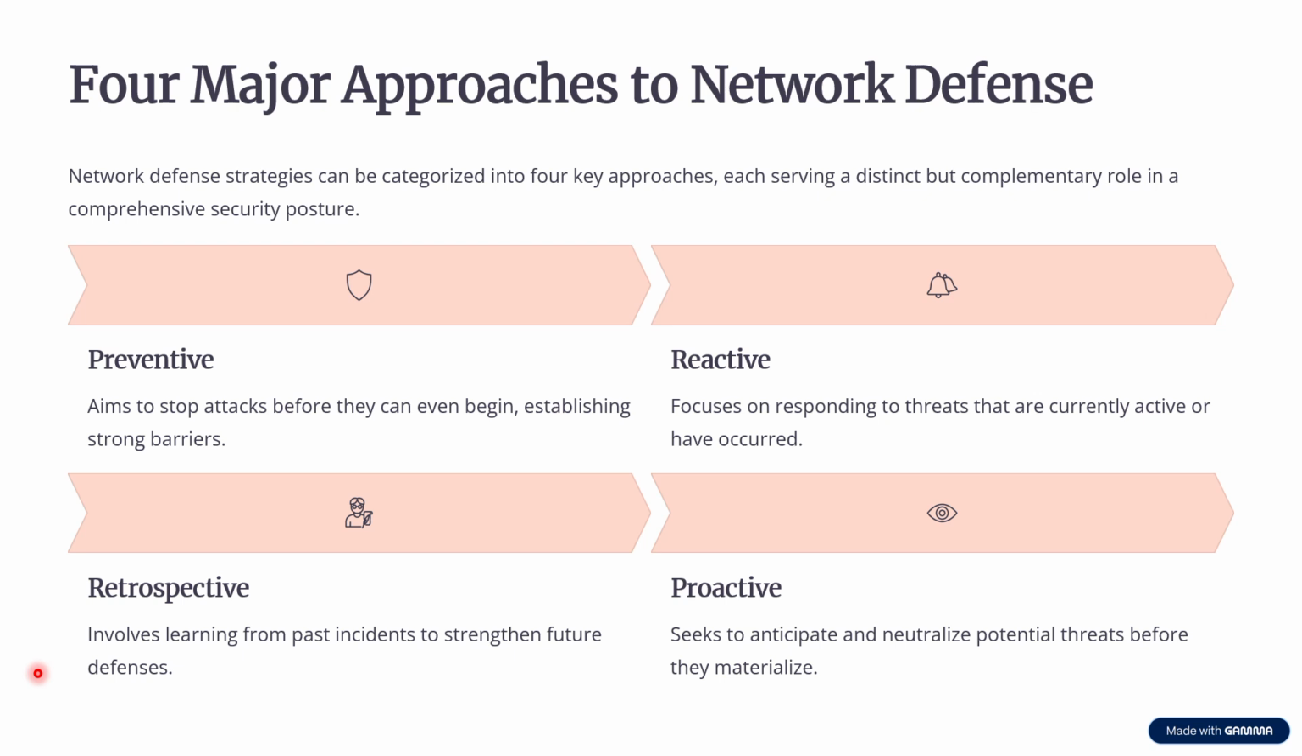I hope you're getting it. Then coming to the fourth point, that is the proactive. It includes anticipating threats and neutralizing them early. How are we going to achieve the proactive? We should conduct our own tests. We can create a blue team and a red team, where the attacking side attacks our system to find any vulnerability inside our systems. This is how we get the four major approaches to network defense. We can prevent it, we can react to it, we can go the retrospective way, or move on with the proactive way.